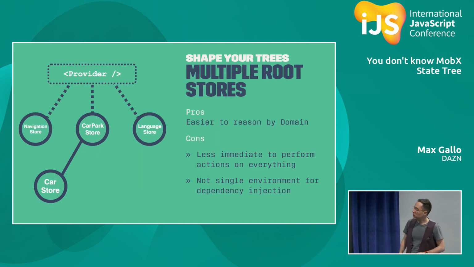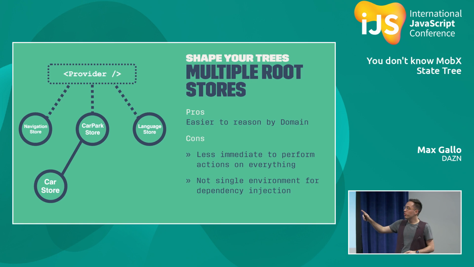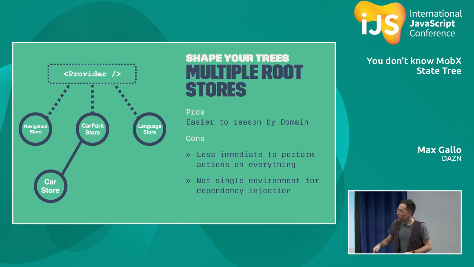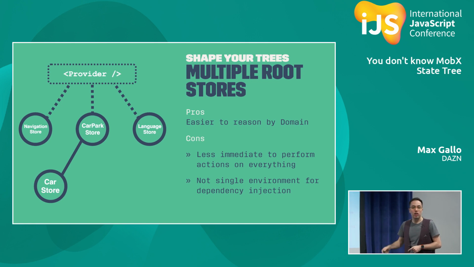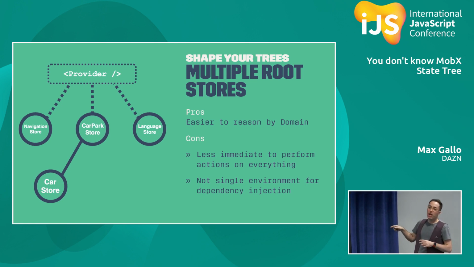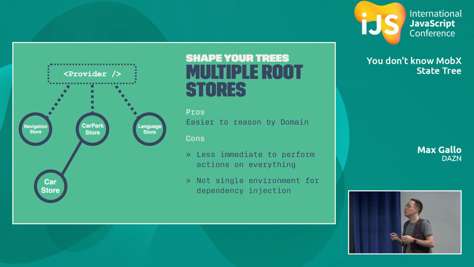Multiple root stores. What does that mean? There is, again, a provider, and the provider this time doesn't have a unique children. We're not passing one prop to the provider, but we're passing multiple props. In this case, we have 3 stores and 3 trees. And the pro is that it's easier to reason by domain.